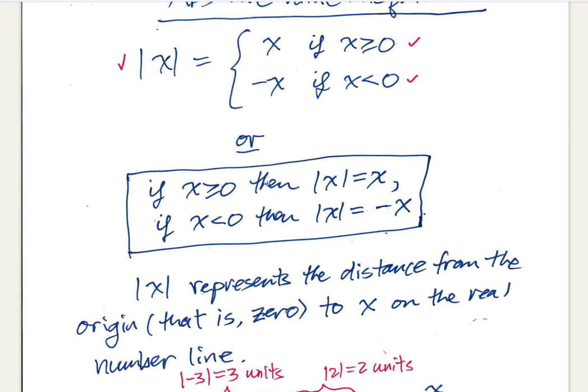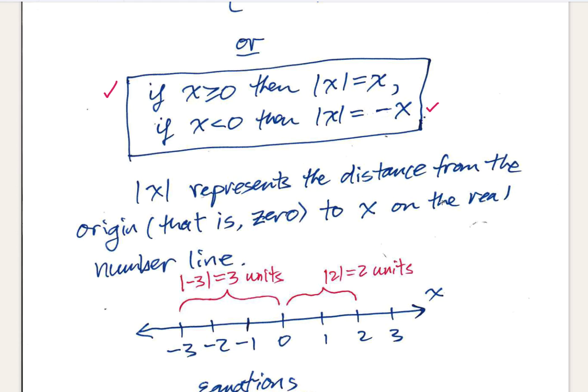Here's another way of writing this, by the way. If x is greater than or equal to 0, then the absolute value of x is just x, so you don't do anything. If x is less than 0, negative in other words, then the absolute value of x is negative x. Now, here's a geometric interpretation for the absolute value of x.